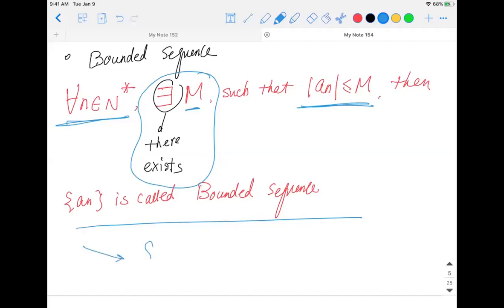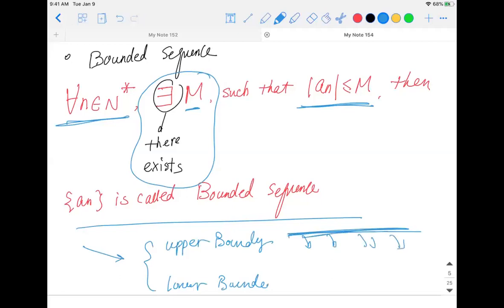Actually, the bounded sequence can be classified into two subcategories. One is the upper bound. One is the lower bound. If every element is lesser than something, this is called the upper bound. On the contrary, if all the elements in the sequence are greater than something, this is going to be called a lower bound. Right? I'll give you some examples to make sure the concepts are more understandable.